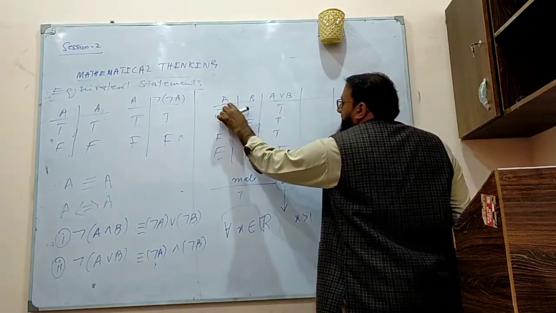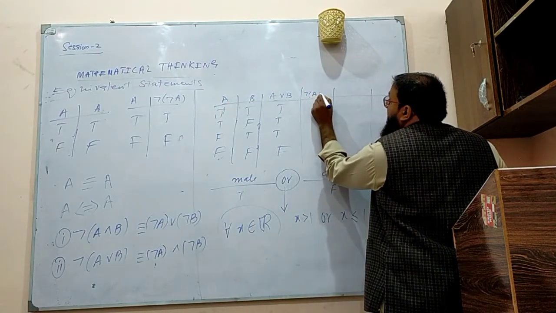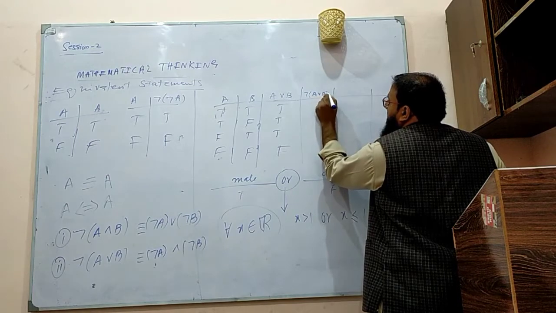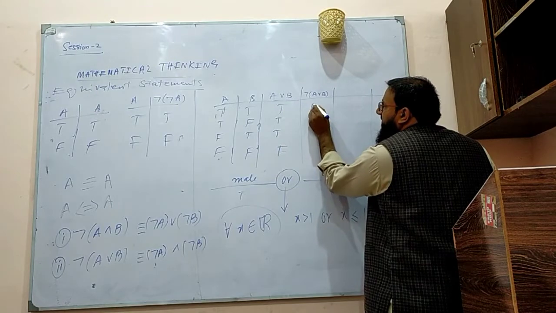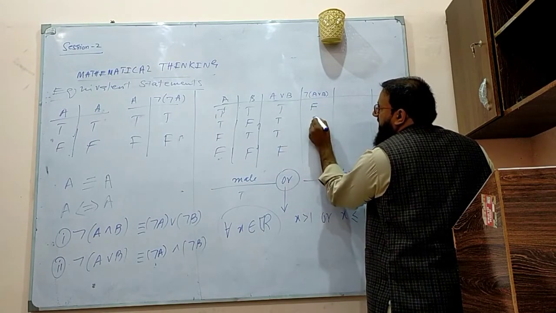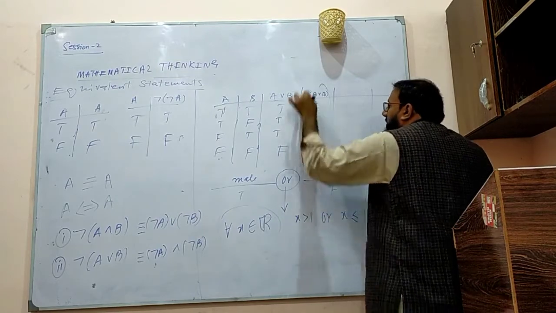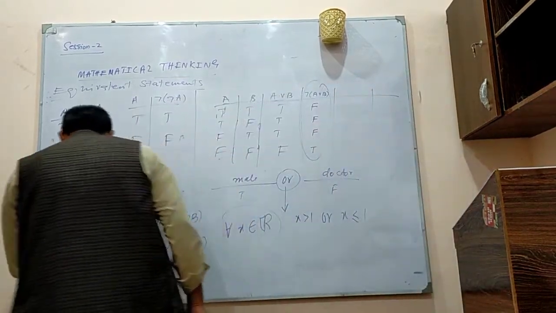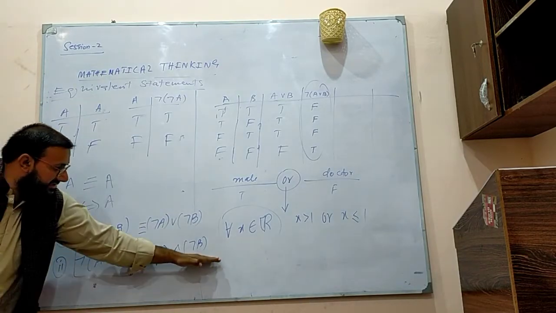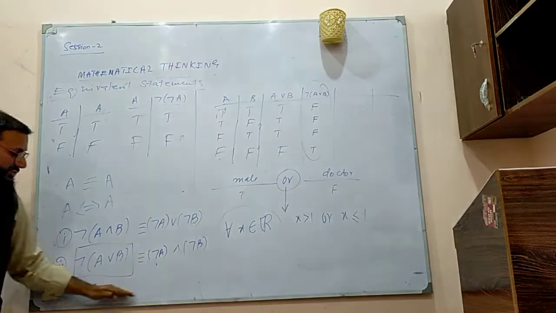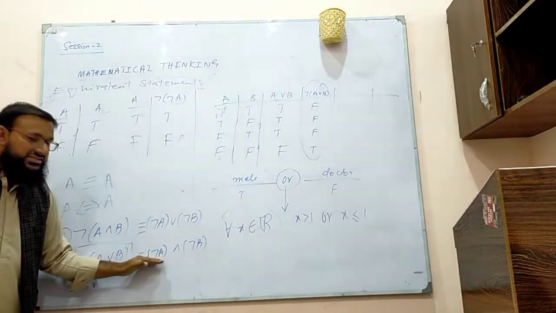So we have A, we have B, we have A or B. You tell me the negation of A or B. And how to do this? Just invert these things. True becomes false, false, false, true. This is the column for left hand side. If you get the same thing for the right hand side, then we can say that these two statements are equivalent.